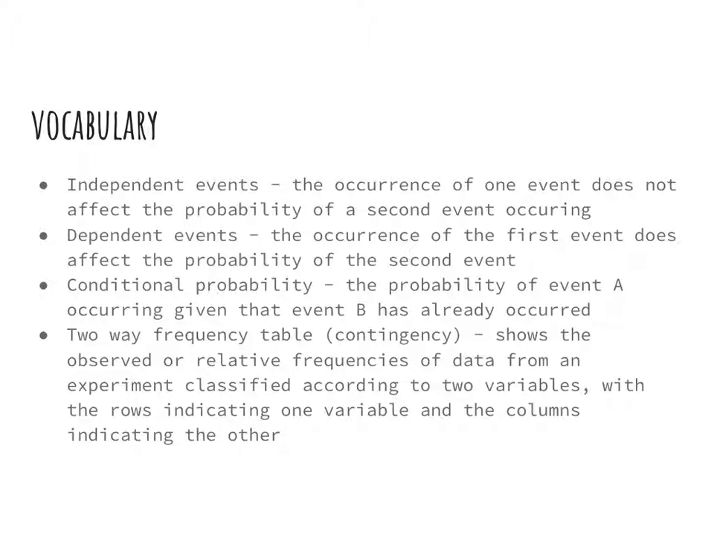Conditional probability is the probability of event A occurring given that B has already happened. So the second event we are assuming has already happened, so we're going to find the probability of the other event occurring now. We also have a two-way frequency table, which is also called a contingency table, and that shows the observed or relative frequencies, or how often, data from an experiment classified according to two variables, with the rows indicating one variable and the columns indicating the other.